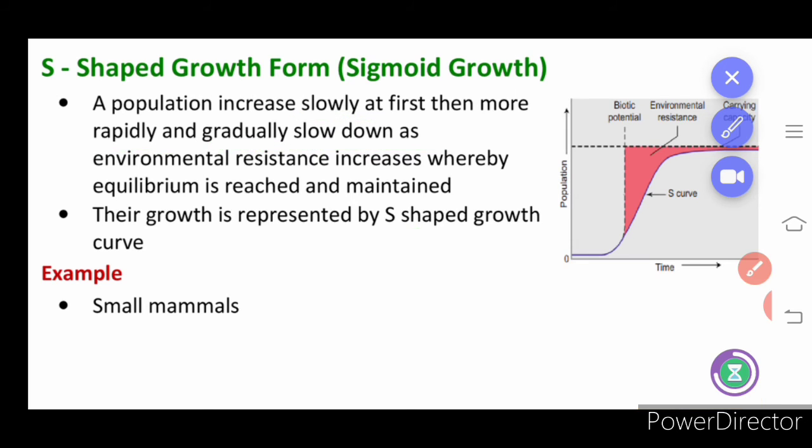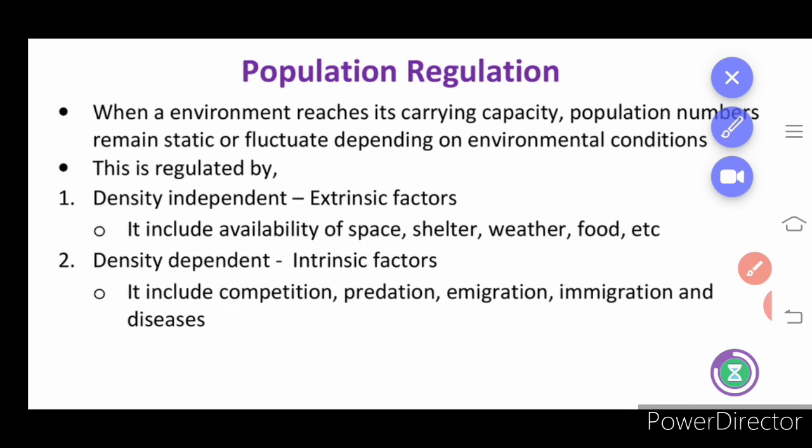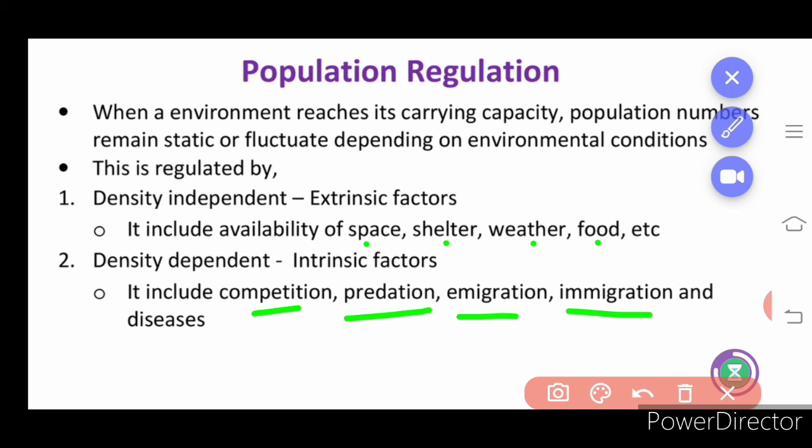Next we have population regulation. When the environment reaches its carrying capacity, population numbers remain static or stagnant, and sometimes fluctuate. Density-dependent extrinsic factors include availability of space, shelter, weather and food. Density-dependent intrinsic factors can be competition for food, predation (the organism being fed upon), emigration (moving out), immigration (coming in), and diseases. These may affect the population rate.